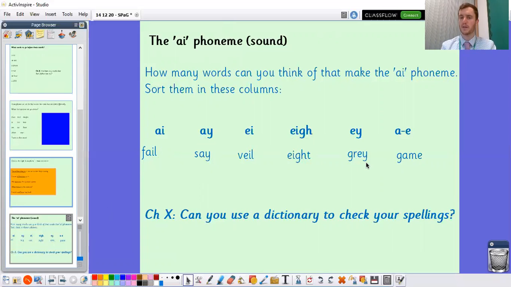We won't go through all of these together because there are loads of words you can use. Maybe you can use some of the same as last time. Maybe you can use some different ones too. If you want to, feel free to send them into the email address as usual. And perhaps afterwards, use a dictionary to check your spellings are correct.